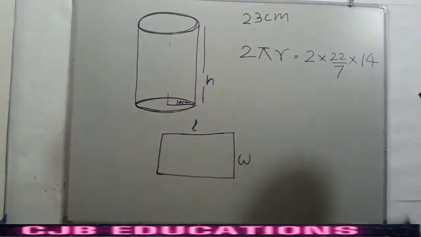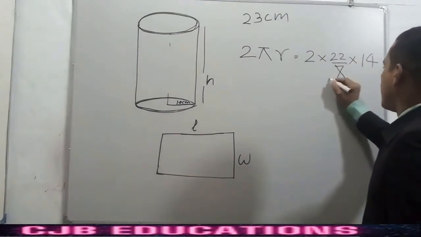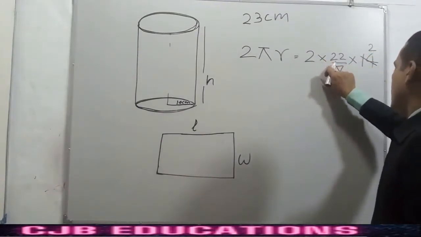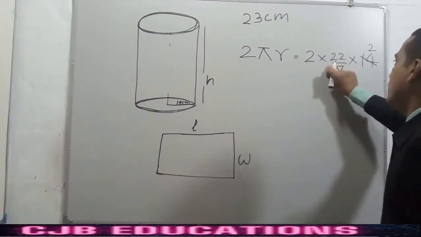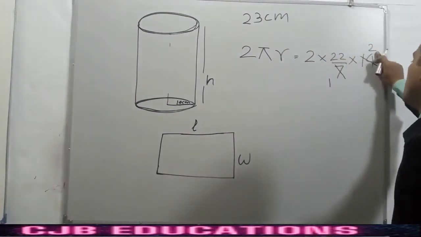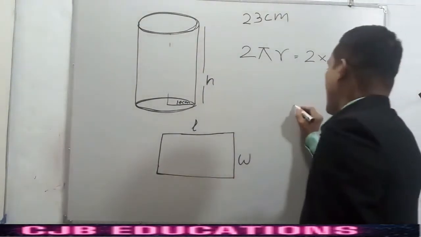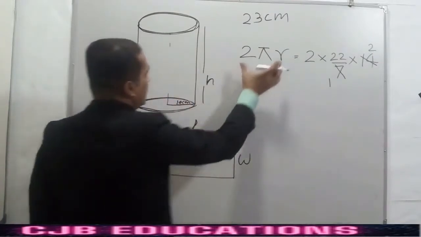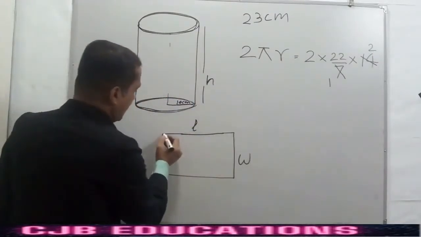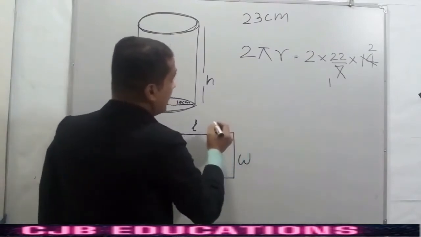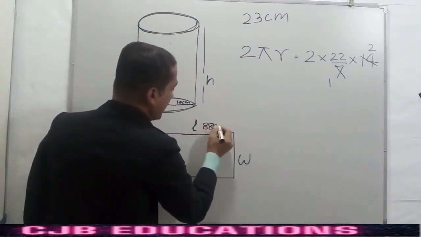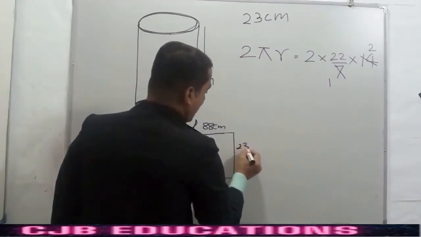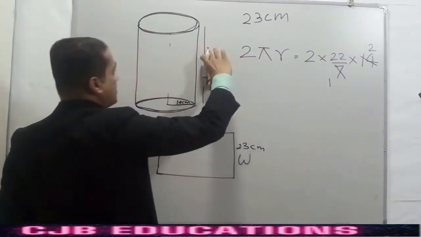14 centimeters given. Then 7 times 1, 7 times 2. 2 multiplying by 22 is 44. 44 multiplying by 2 is 88. 88 is the length. Then we can write here the length is 88 centimeters. Then we know the width is 23 centimeters, as this height.